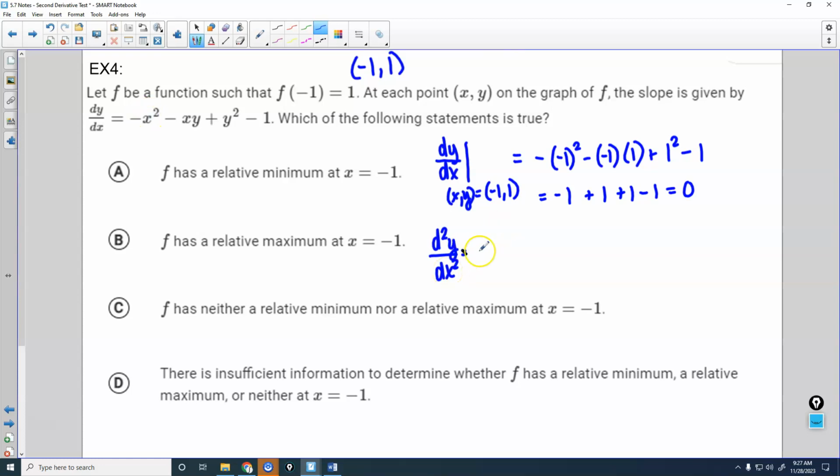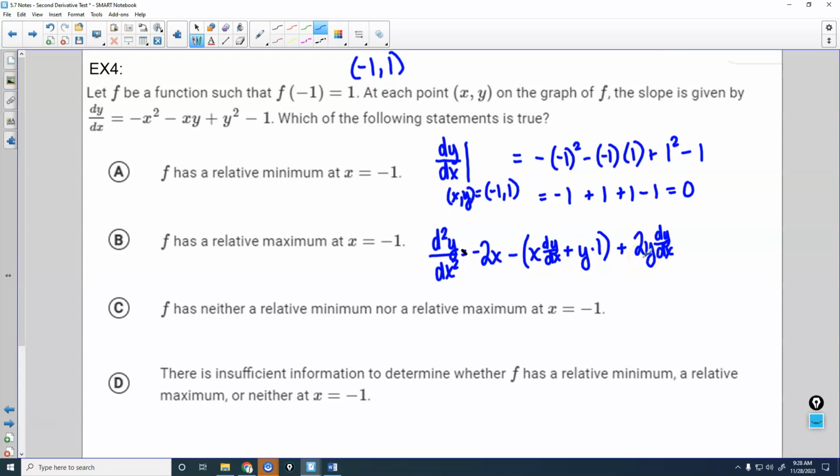Okay, so the second derivative is going to be negative 2x minus, what do I have to use to take that derivative in the middle? Product rule. So I'm going to put some parentheses. I've got to do x times dy/dx plus y times 1. And I'll have plus 2y dy/dx. And then that minus 1 will just become 0.